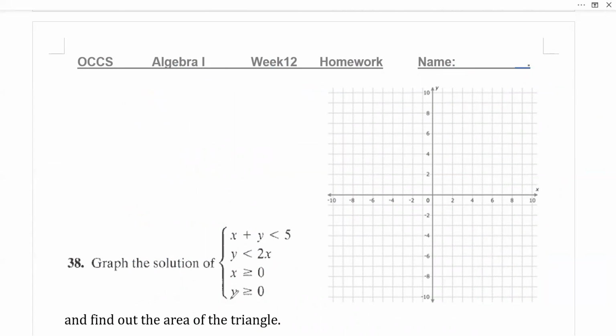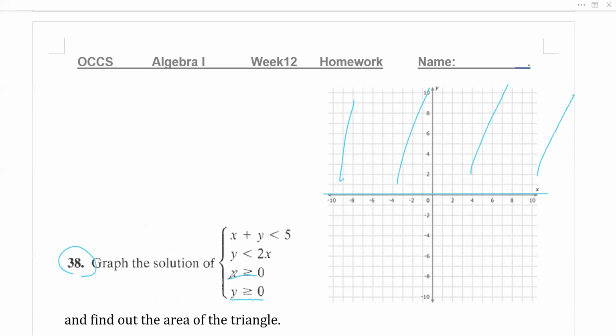All right. So let's go from the bottom up. Okay, see this one, 38. Graph the solution of this one. So y greater than or equal to 0. So y equals 0 actually is which line? Y equals 0 is this line, right? Above means the top part. Okay, top part.